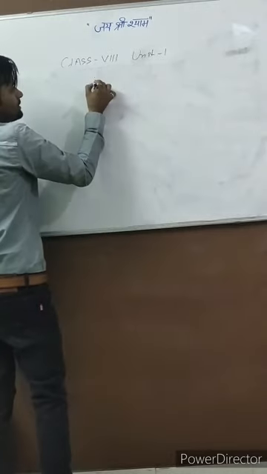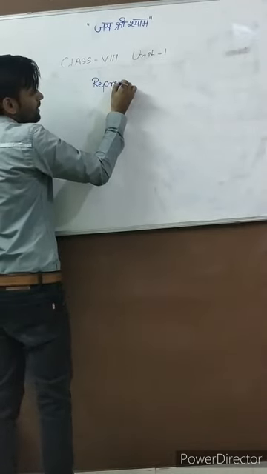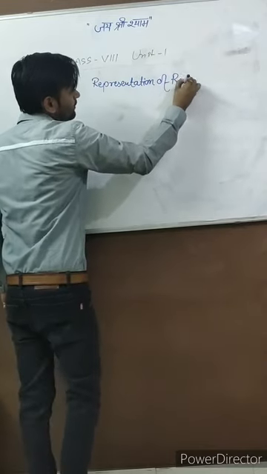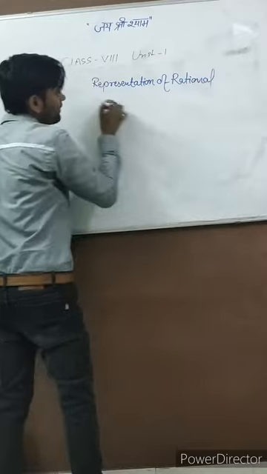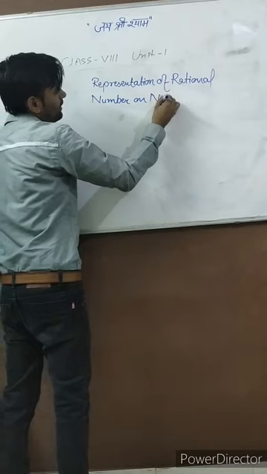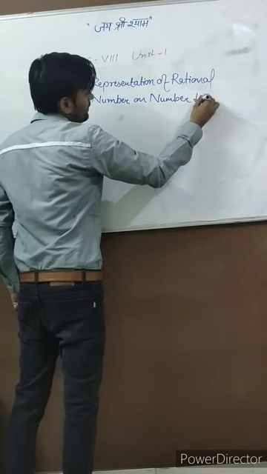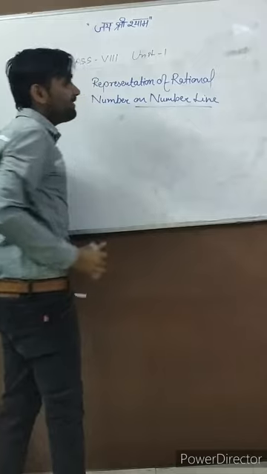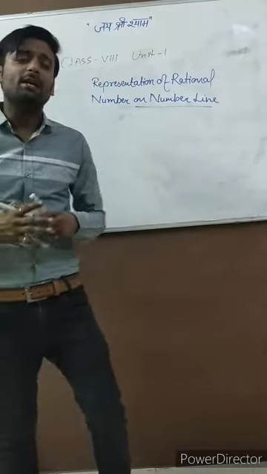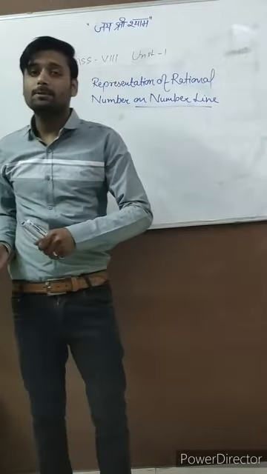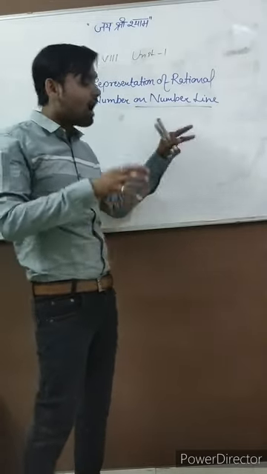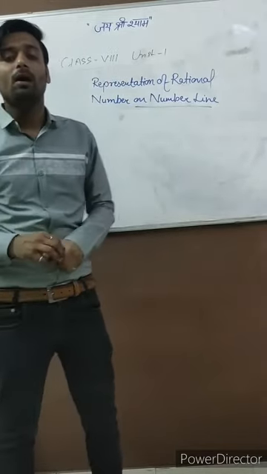Now our topic is representation of a rational number on number line. Now we will represent a rational number on the number line. We already represent many numbers, natural numbers, integers and whole numbers on number line. Now we will understand how to represent a rational number on number line.